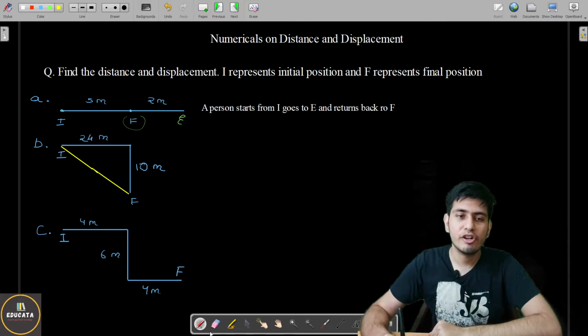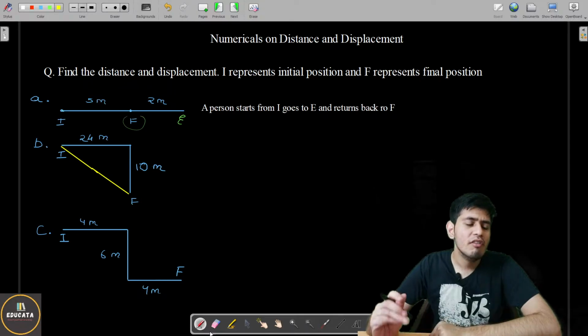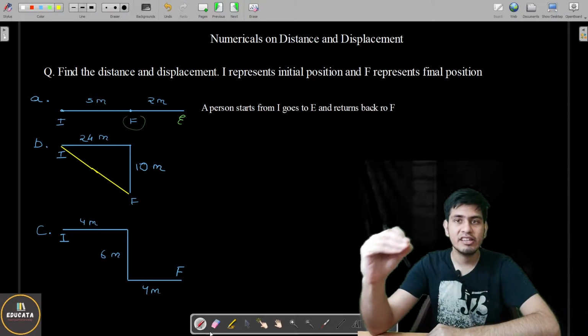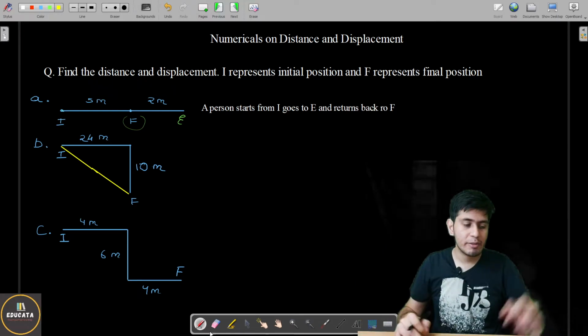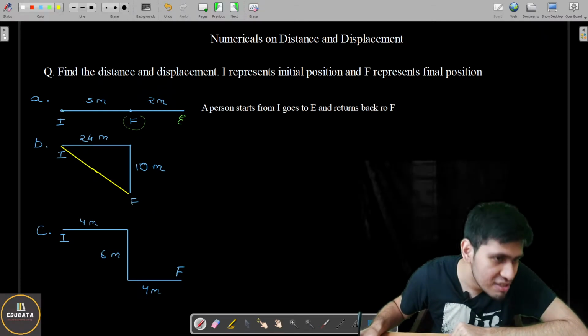Let us do certain numericals on distance and displacement. Now, the first question that comes in front of us is: find the distance and displacement, where I represents the initial position and F represents the final position. How can we do it? Okay, the first question is in front of you.